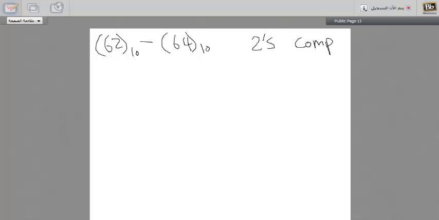Okay, right. Let's get started on it. So the 62 is 0, 0, and then we have 1, 2, 3, 4, 5, and we have a 0. Now the 64 is easy enough. It's 0, 1, and then 6 zeros.